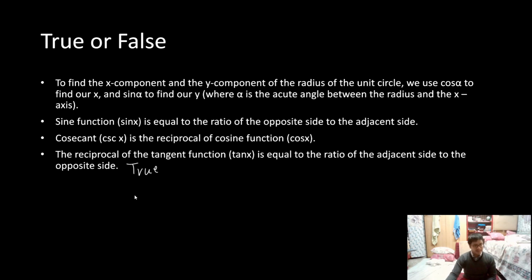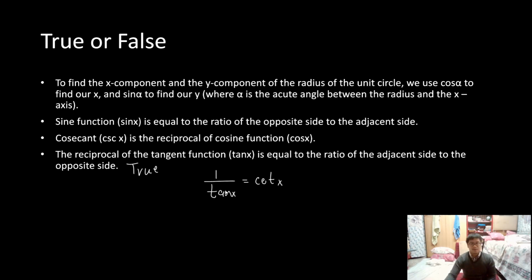The reciprocal of the tangent function, if you're going to write it mathematically, is 1 all over tangent x. What is 1 all over tangent x? This is just the same as cotangent x. Okay? 1 all over tangent x is just the same as cotangent x.